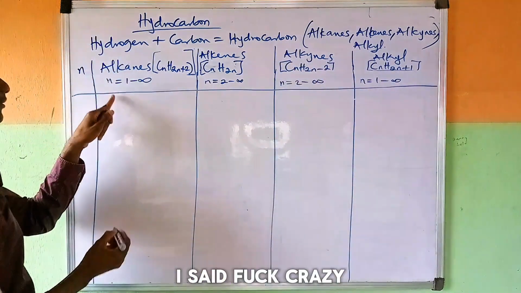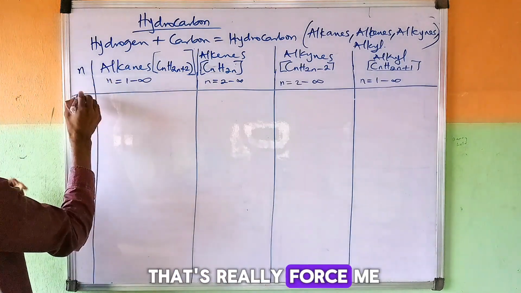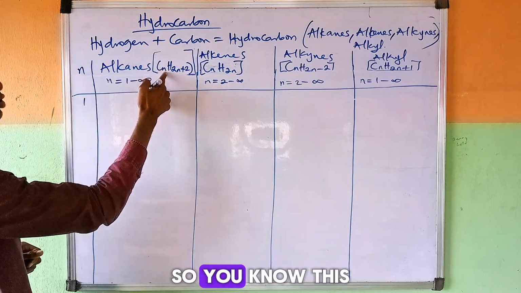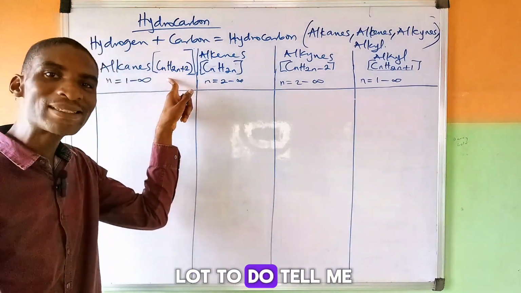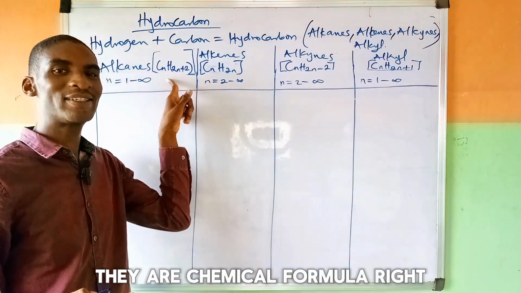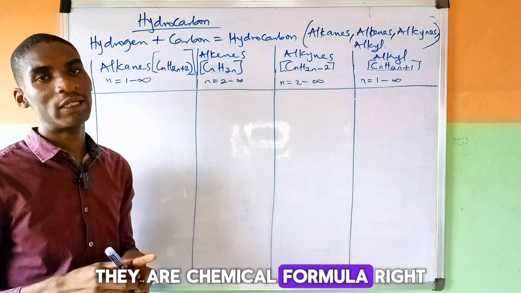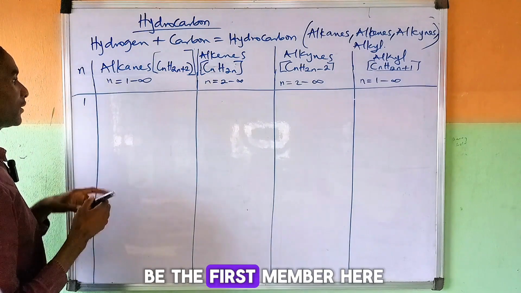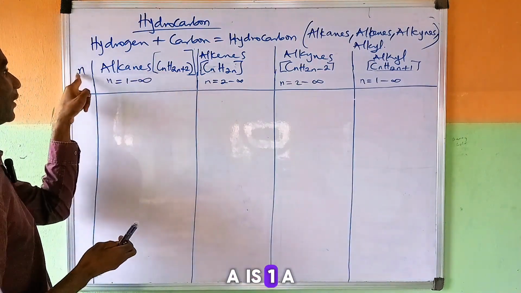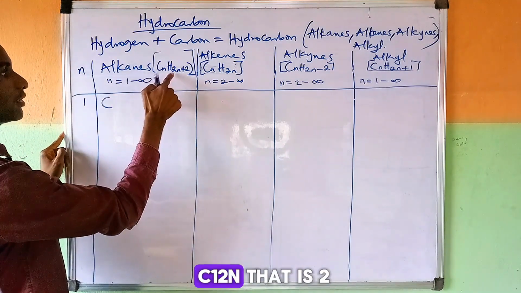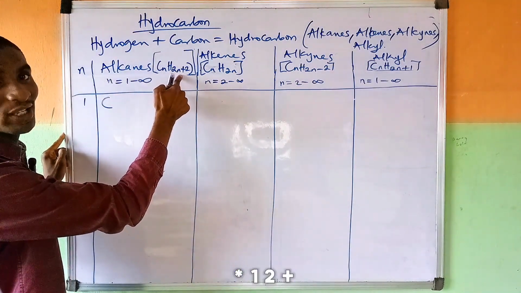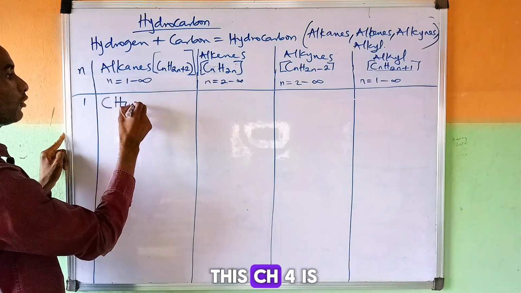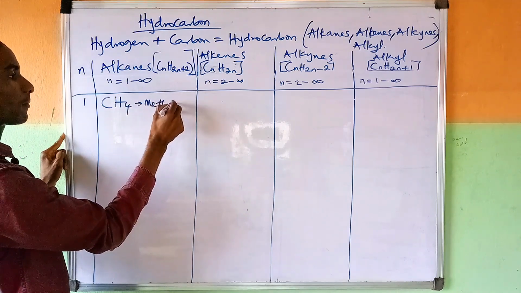Don't worry, as I proceed, you will understand what I just explained. For alkanes, the first member is where n is 1. You use this general formula to determine the chemical formula of the compound. What will be the first member here? n is 1, so this will be C1, H 2n, that is 2 times 1, 2, plus 2, 4. That is CH4. This CH4 is called methane.